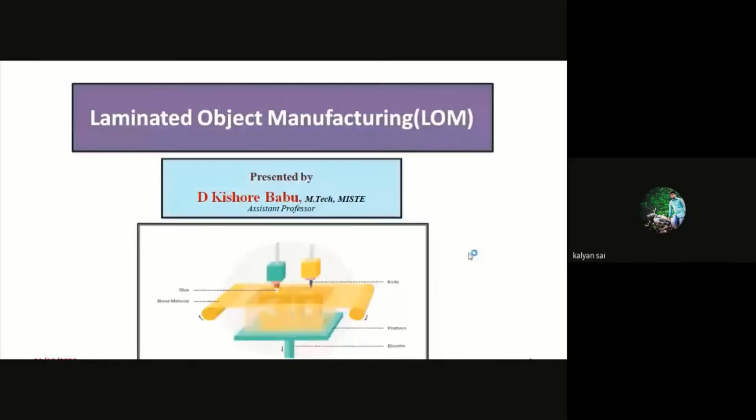Yes. Okay, so Unit 2 is completely about solid-based rapid prototyping systems. We have two techniques for solid-based technology: one is Laminated Object Manufacturing and the other is Fused Deposition Modeling. These two are solid-based technologies because we develop the parts using solid as the initial material. That's why it is a solid-based technology.